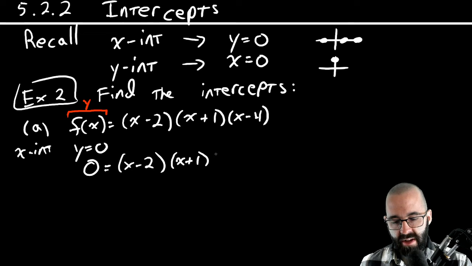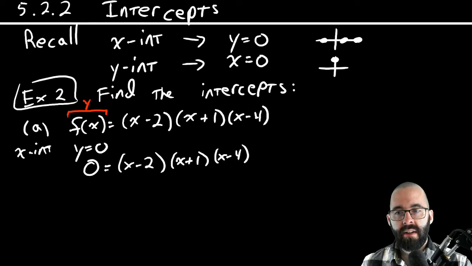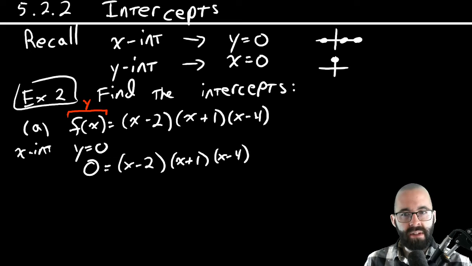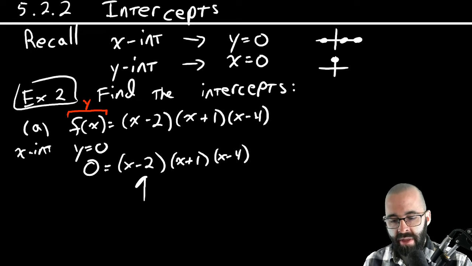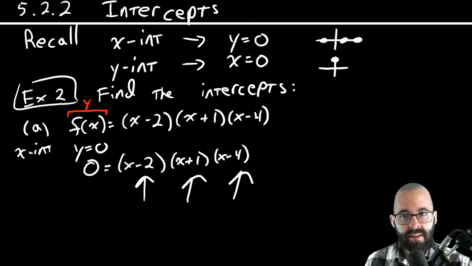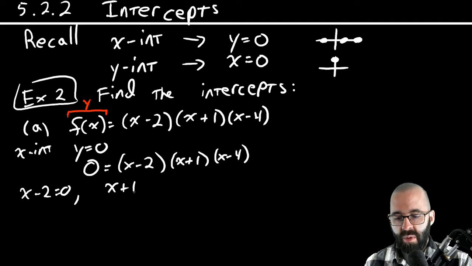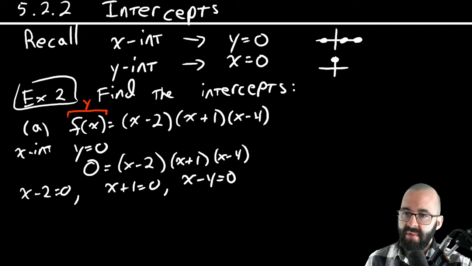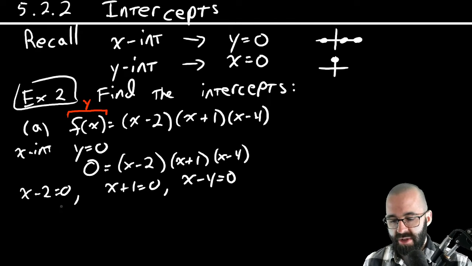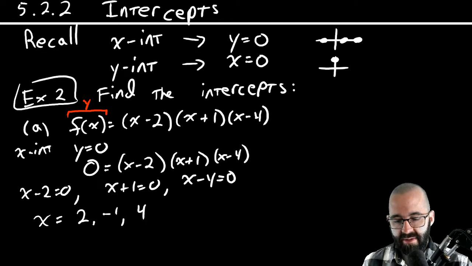And here, this equation's not too bad. It's already factored. If a bunch of things multiplied by each other equals 0, that can only happen when this, or this, or this is equal to 0. So that means x minus 2 equals 0, or x plus 1 equals 0, or x minus 4 equals 0. And you can solve each one of these equations pretty straightforwardly. You get that x is equal to positive 2, negative 1, and positive 4.